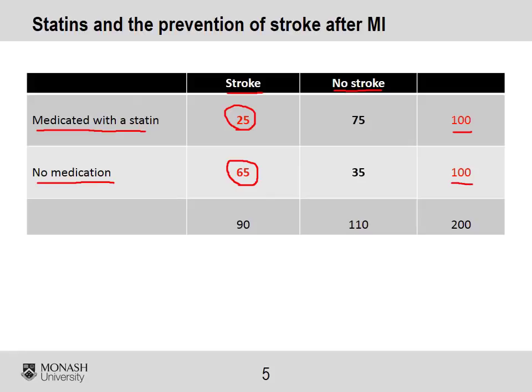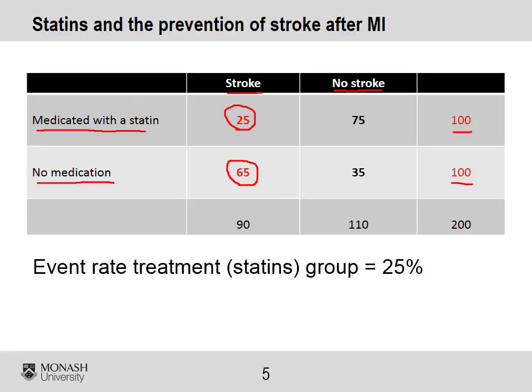So when we calculate the two event rates, we can say that the event rate for the intervention group is 25%, so 25 divided by 100, and the event rate in the comparison group is 65%, so 65 divided by 100.